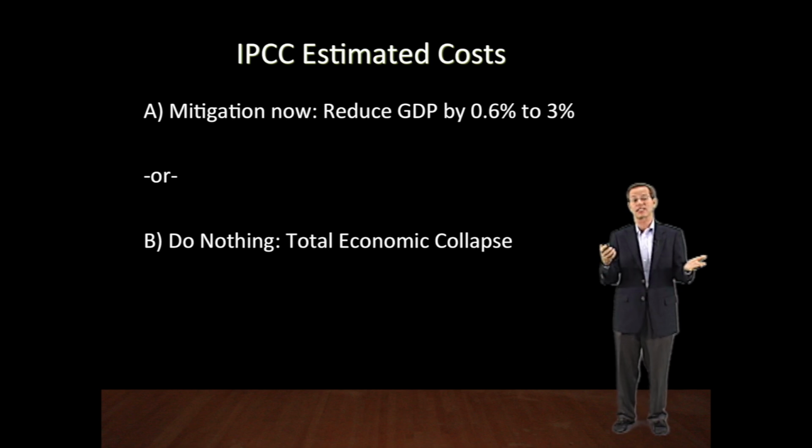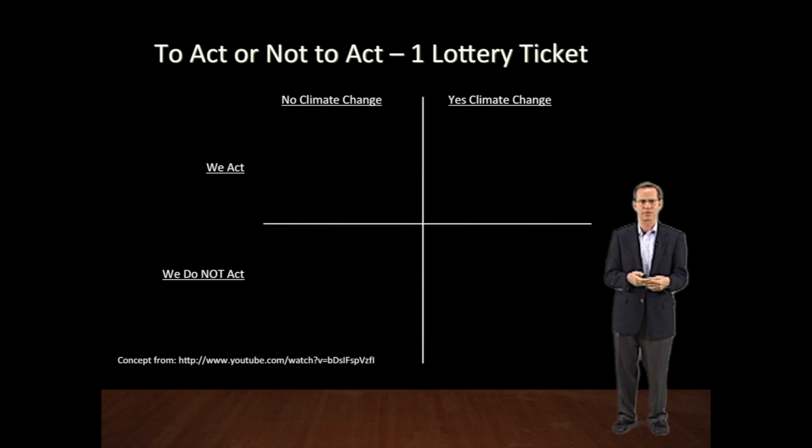The IPCC estimated costs are that mitigating now would reduce GDP by about 0.6%, maybe as high as 3%, or do nothing, which even the IPCC would say is basically total economic collapse.